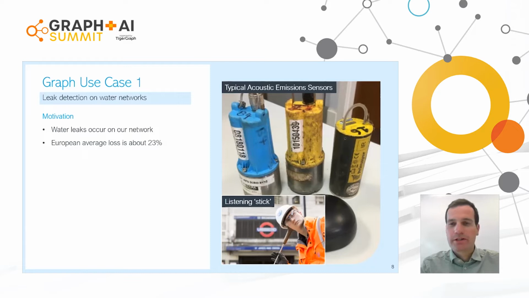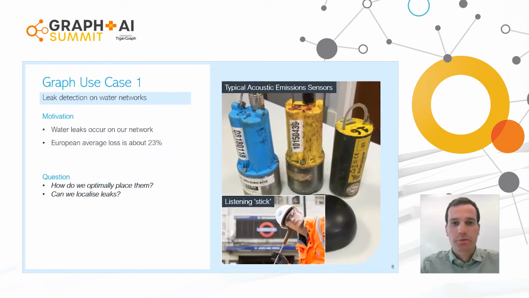So we've got some motivation to solve leakage. We need to do that. We've got some new technology, some sensors, which we're deploying out on the network in their thousands. We've got about 25,000 or so of these acoustic emissions sensors dotted around our network. And we've got a few questions that we want to answer.